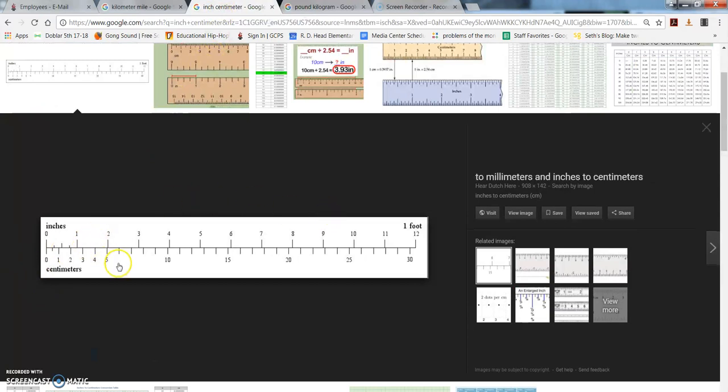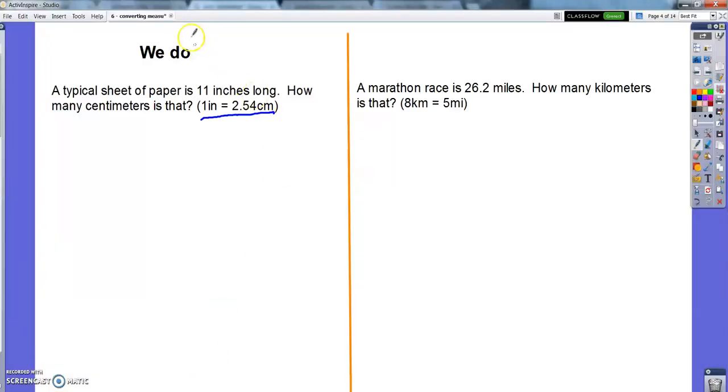Like on a ruler, 1 inch is pretty much 2.5 centimeters. It's a teeny bit more, 54 hundredths. As you can see, there's not really any place where a centimeter and an inch line up perfectly, although 28 centimeters and 11 inches is pretty close. But there's no perfect lineup, so usually this conversion will just be given to you.